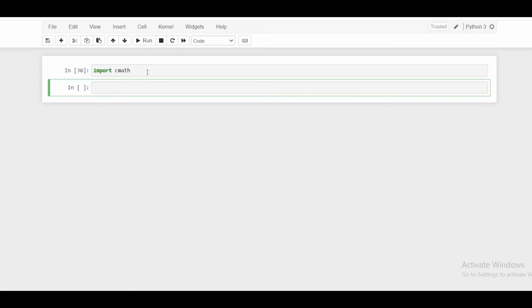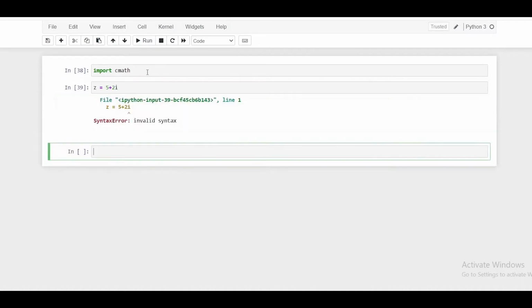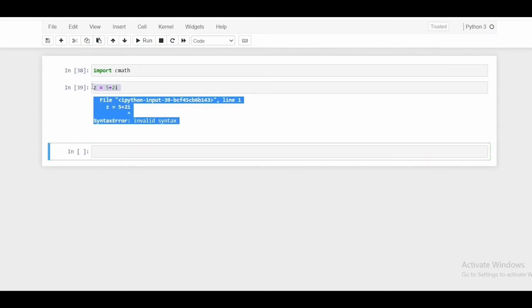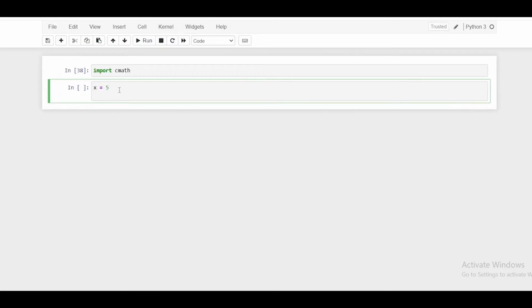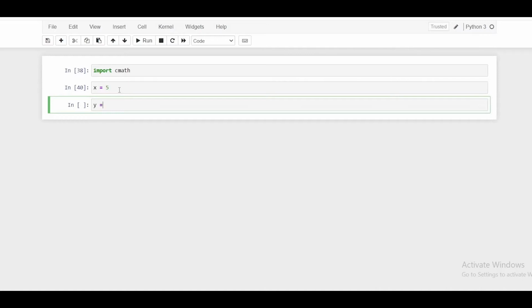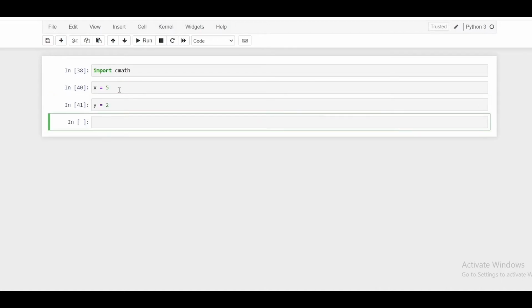First, let's import the cmath module, and we know that a complex number is represented in the form of x plus iy, where x is the real part and iy is the imaginary part. Let us take an example where our complex number is 5 plus 2y. Here you can see it's going to pop out a syntax error showing invalid syntax, so we can't represent it in this form. So let us assign two variables to represent the real part and the imaginary part. We'll have x equal to 5 as the real part, y equal to 2 as the imaginary part. So let's say z is equal to complex, and let us input both our arguments here, x comma y.